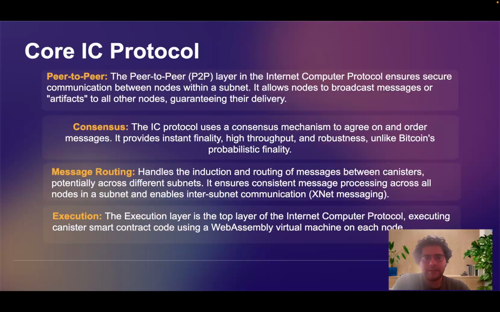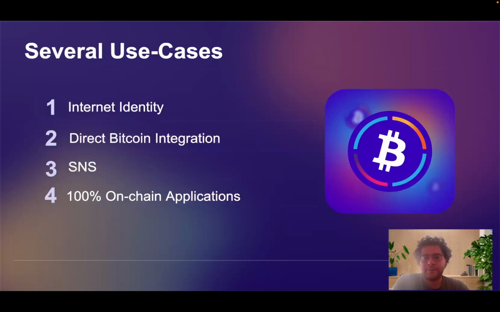Peer-to-peer layer ensures secure communication between nodes within a subnet. Consensus layer runs the consensus mechanism, which is a threshold relay on the ICP. Message routing, it handles the routing of messages between canisters. An execution layer executes canister smart contracts. Executes canister smart contract codes using a WebAssembly virtual machine on each node.